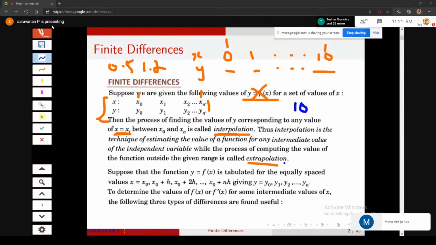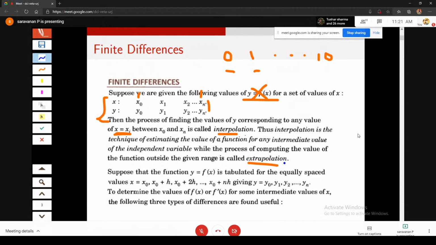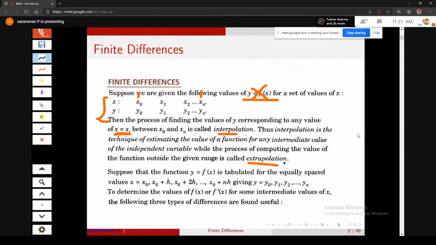And there are two types of problem. One is at equal interval, another one is at unequal interval. So first we will see the problems at equal interval. If it is at equal interval, in general we will write it like this: x1 we will write as x naught plus h, x2 as x naught plus 2h, etc. xn we will write as x naught plus nh. And using this table, we will determine the values of f of x roughly, or f dash of x, for some intermediate values of x.